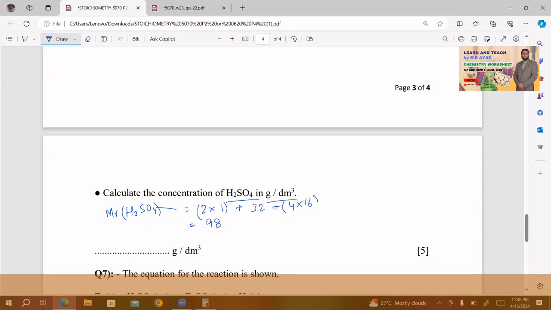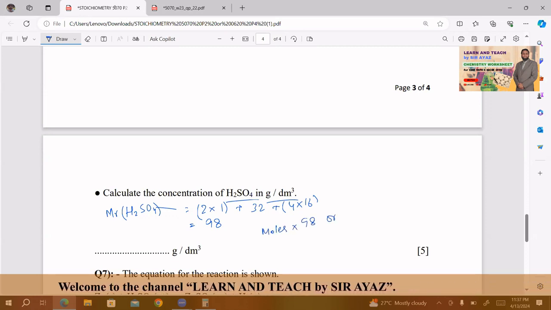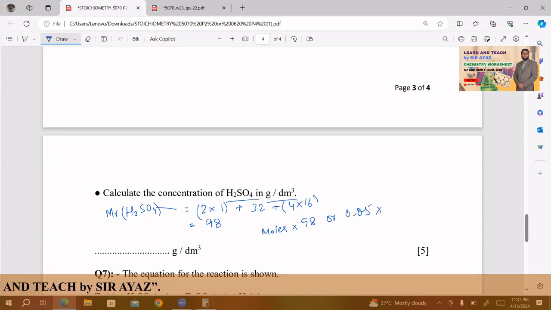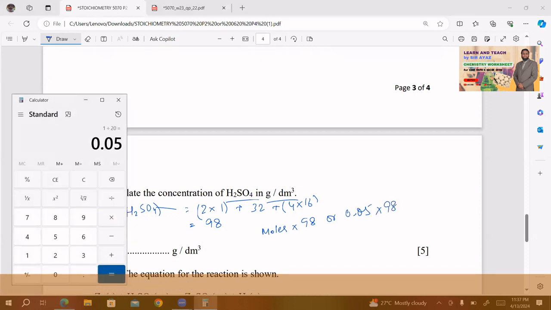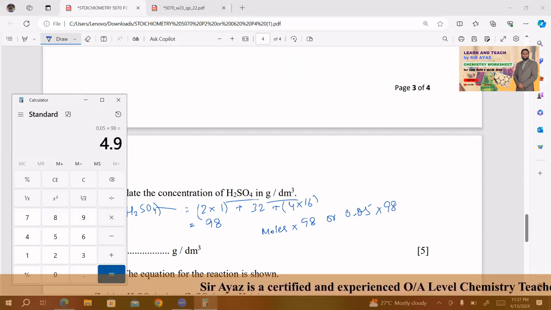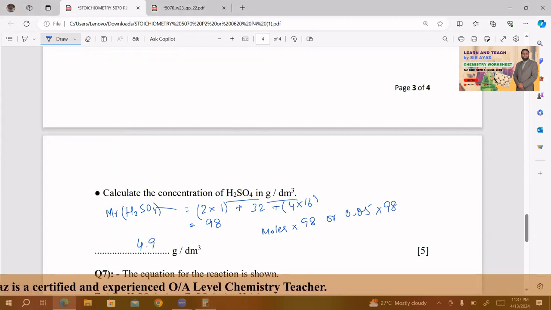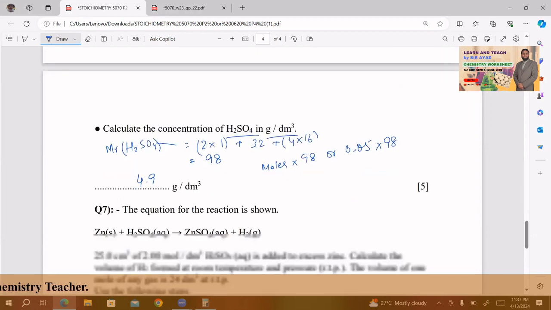So in order to get the mass in gram per decimeter cube, simply multiply the moles by 98. Moles into 98, or 0.05 into 98, gives 4.9 gram per decimeter cube. This will be the final answer.